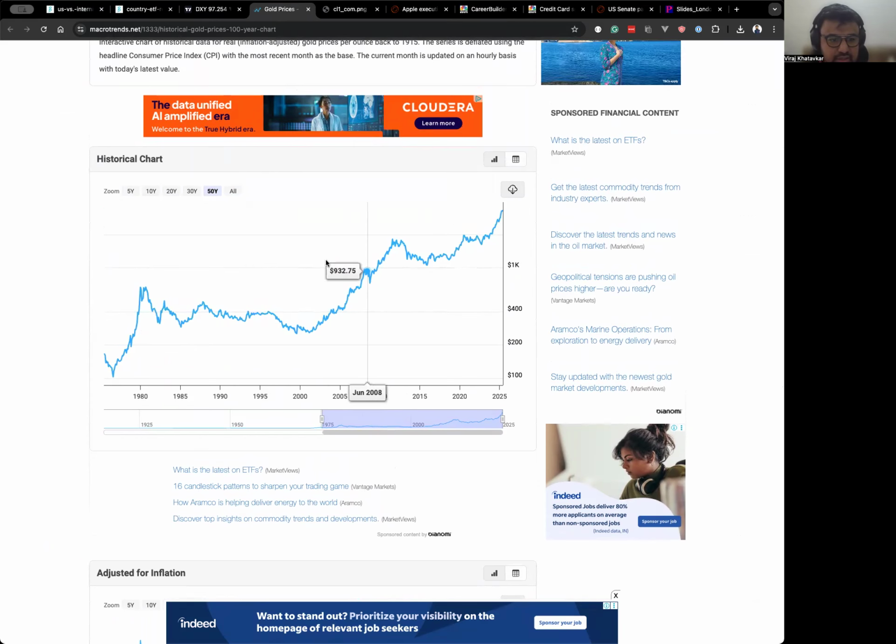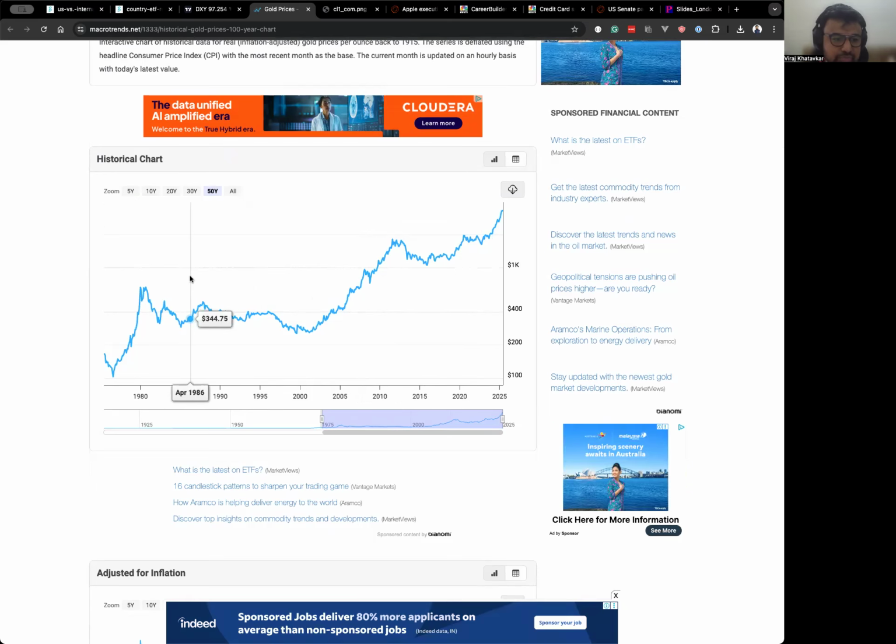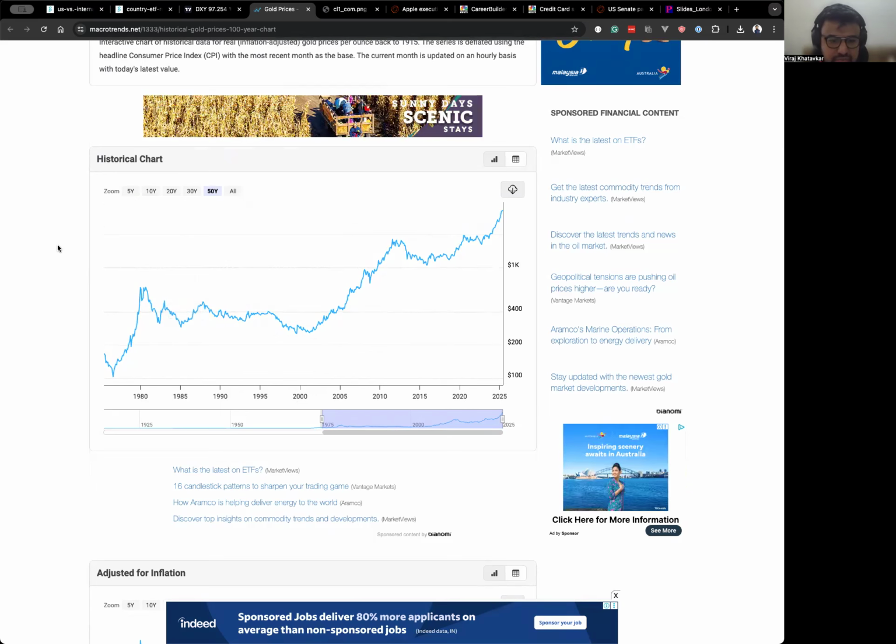And as you can see here, the gold price, which made a high in the 80s, broke that high in like 2008, made another high in 2011, and it broke that 2011 high in 2023. So after the 80s, it took like 30 years to break its previous all-time high, and then the 2011 high was broken in 2023. So another 12, 13 years, kind of.